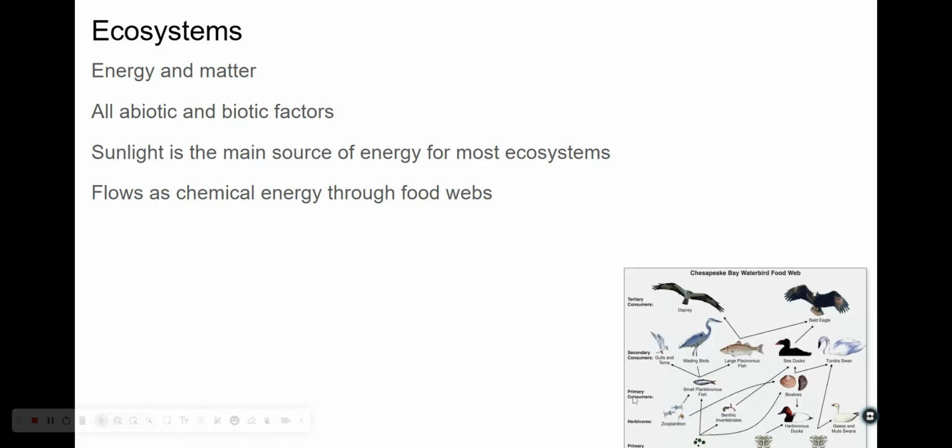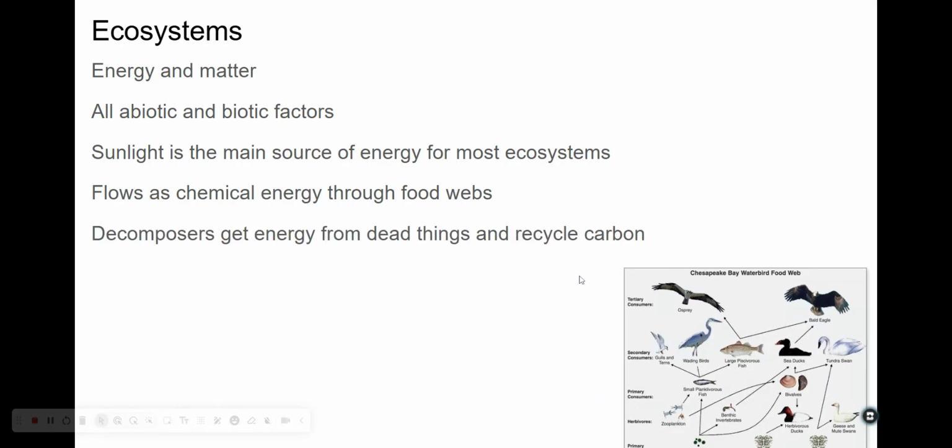So that energy is going to flow through food webs. We have an example of a food web on the bottom there. So you can see the energy flows; you point the arrows up it. Decomposers get energy from dead things, and then they recycle the carbon, but the energy is lost, and heat is lost at every trophic level. So there's less and less energy, thus lowering the amount of organisms you'll have at the top of the food web because they don't have as much energy.